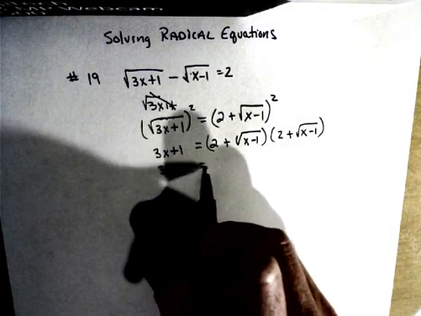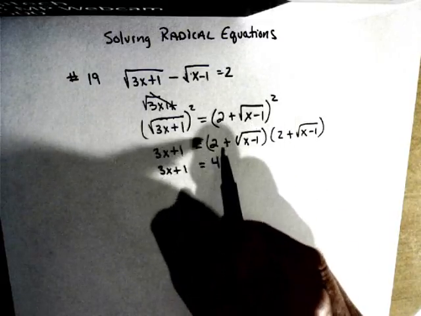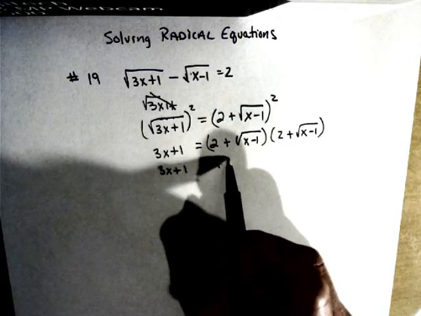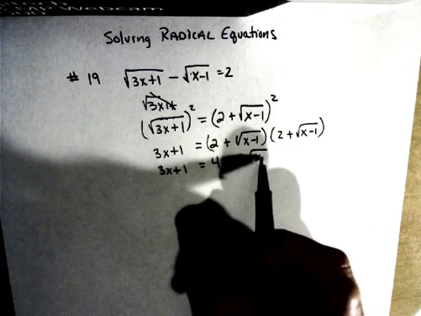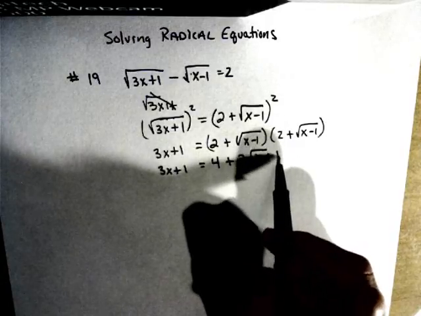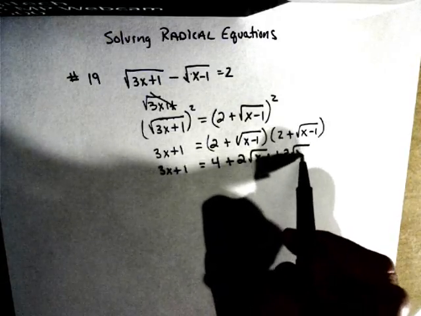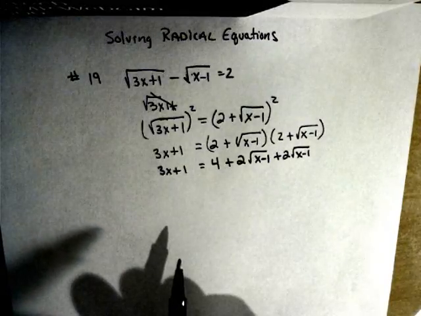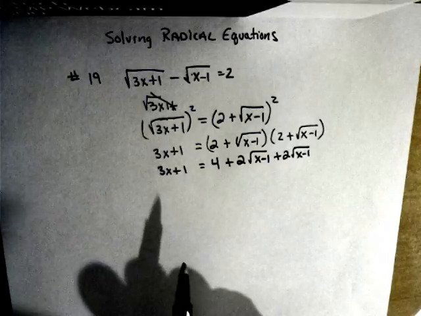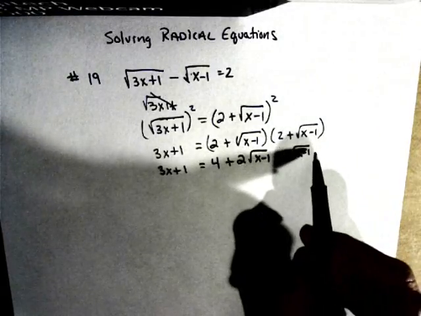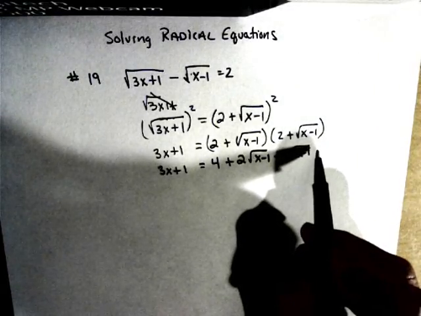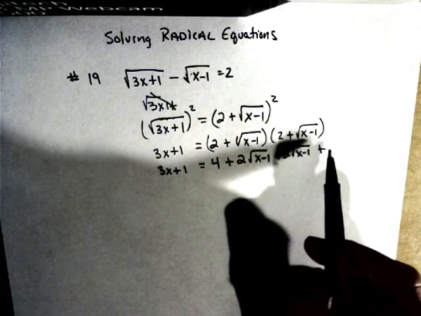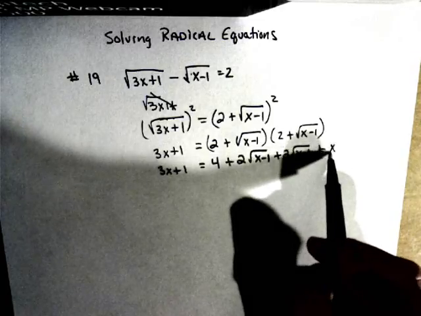3x plus 1 is equal to 2 times 2 is 4. 2 times radical x minus 1 is positive 2 radical x minus 1, plus 2 radical x minus 1 from the inside terms. And then the last terms, radical x minus 1 times radical x minus 1. Notice they're the same expressions inside the radical, so when you multiply two radicals that are the same, the radicals will cancel out. So we'll end up with a positive x minus 1.